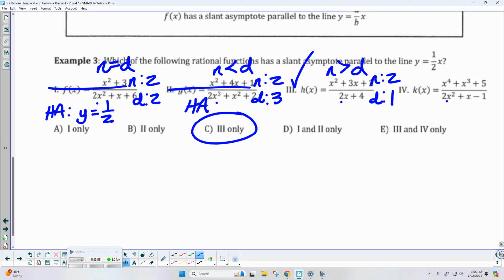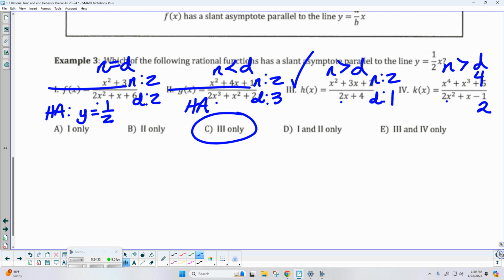Now, what's the problem with 4, though? There you go. Okay, here's the thing. The degree up top is 4. The degree down below is 2. So technically, this is still part of case number 3, where the numerator's degree is larger than the denominator's. But this is not going to be the type of slant asymptote that we're accustomed to. The vast majority of the time, if we have a slant asymptote, it's going to be linear. That's because the numerator's degree is exactly 1 more than the denominator's degree.